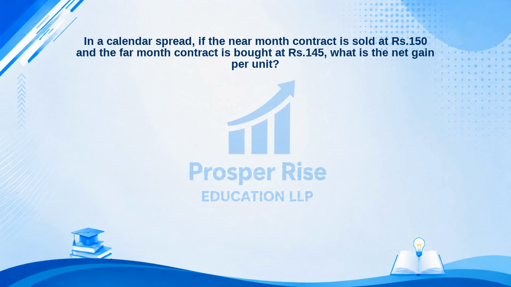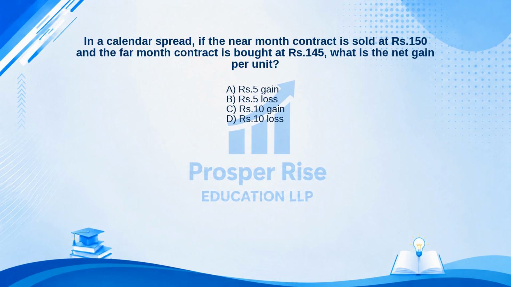In a calendar spread, if the near month contract is sold at rupees 150 and the far month contract is bought at rupees 145, what is the net gain per unit? Here are your options. A. Rupees 5 gain. B. Rupees 5 loss. C. Rupees 10 gain. Or D. Rupees 10 loss. Take a moment to pause the video and decide.